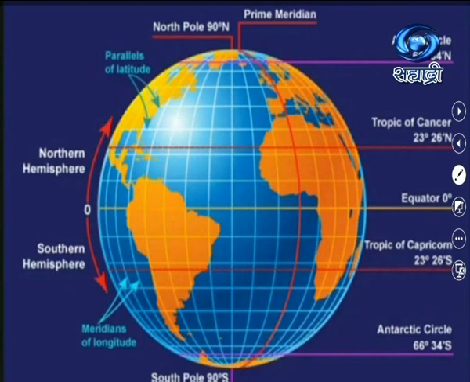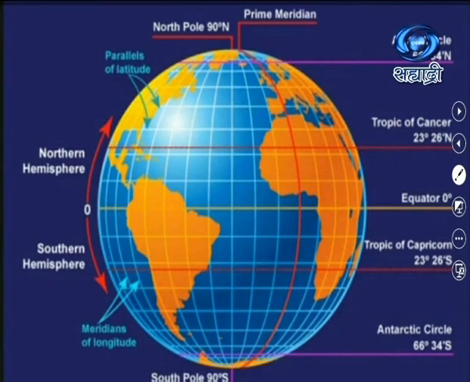Further, the two hemispheres are having an imaginary line called Tropic of Cancer in the northern hemisphere, which is at 23 and a half degrees, and in the southern hemisphere we have Tropic of Capricorn at 23 and a half degrees. So these two are the most important imaginary lines to study the globe. The equator, the Tropic of Cancer, and the Tropic of Capricorn.